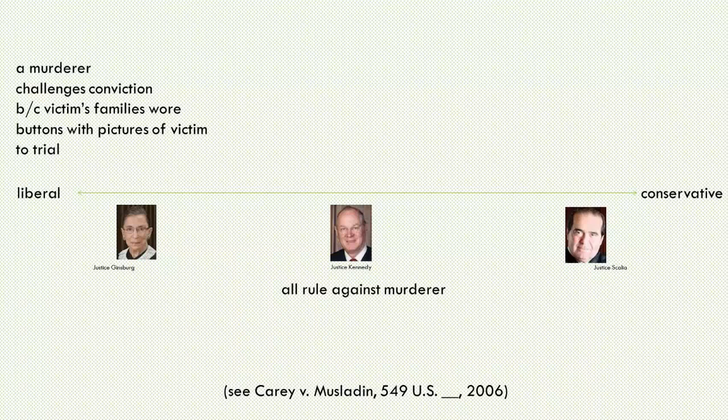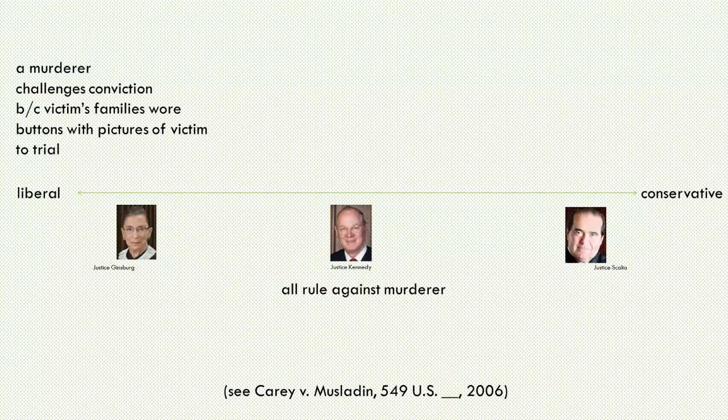Here's another case. In that case, a murderer was convicted of the murder, but then challenged the conviction because he said it was unfair because during the trial the victims' families were permitted to wear buttons with pictures of the victim, and that influenced the jury against the murderer.